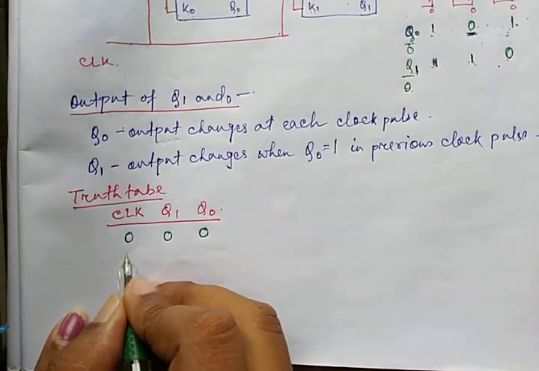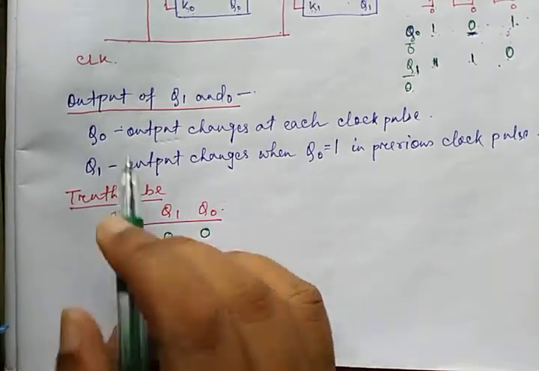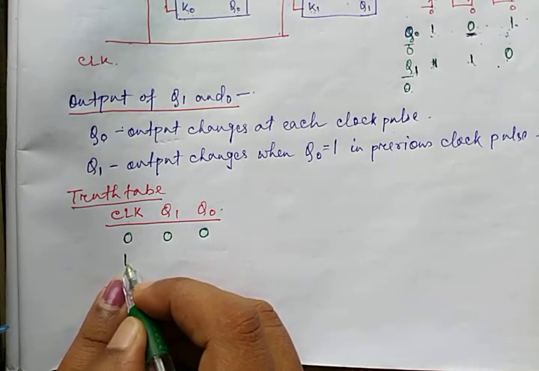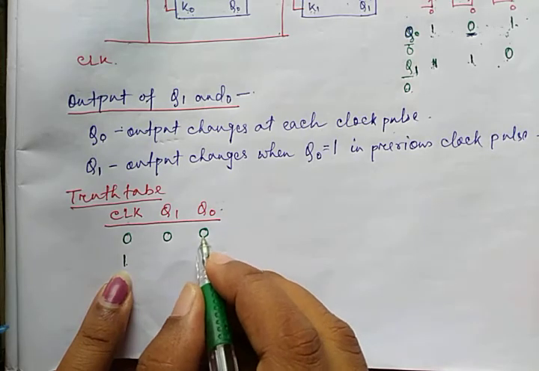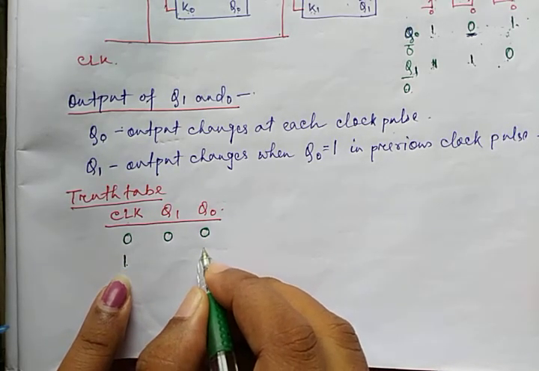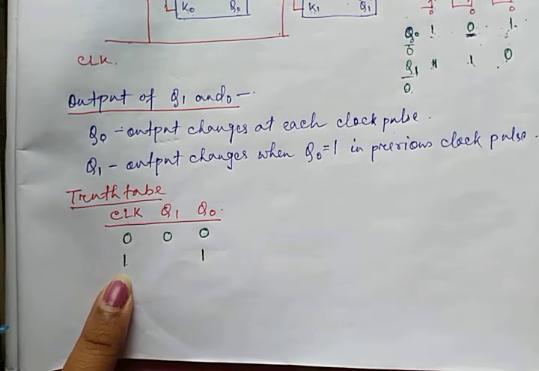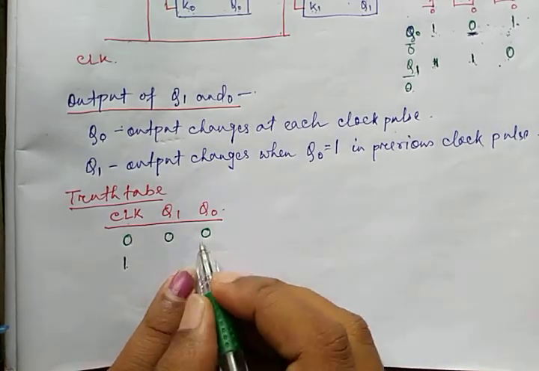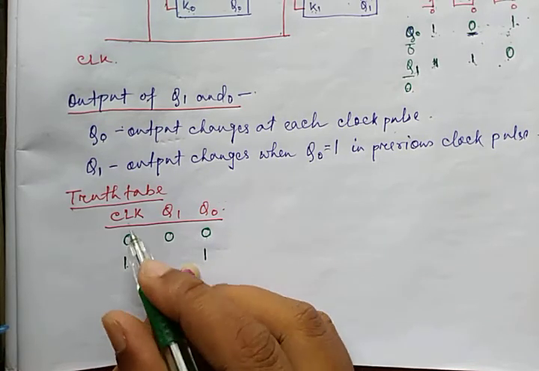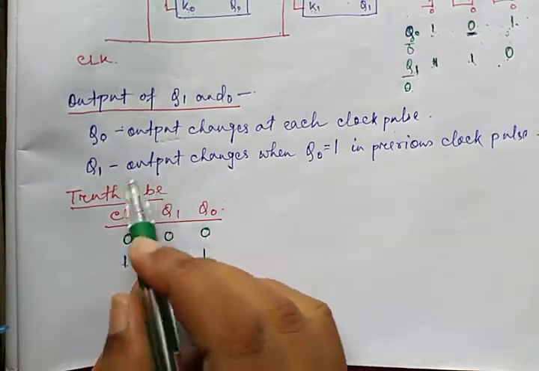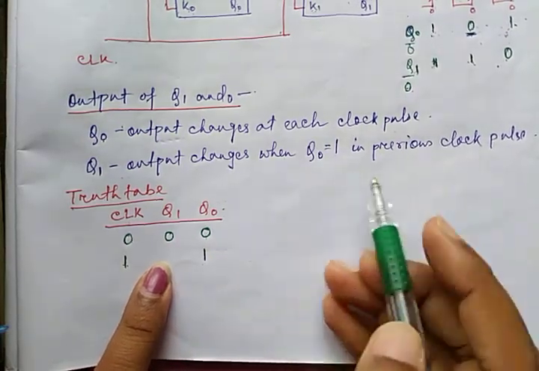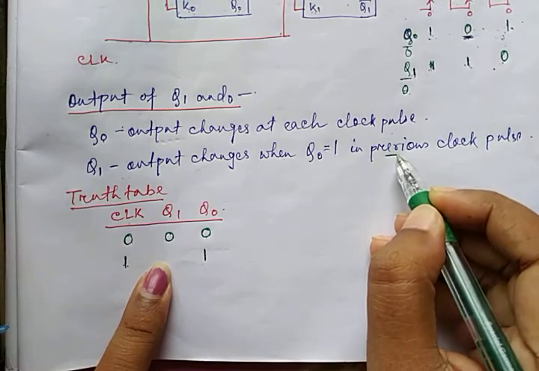When the first clock pulse is applied, we know Q0 changes in each clock pulse, that is when the clock is in the positive clock pulse. So Q0 will change, that is when Q0 is 0, it will change into 1. So as previously it was 0, now it will be 1. And during that clock pulse, Q1 output changes when Q0 is 1 in the previous clock pulse. Mind it, here we have to notice the previous clock pulse.